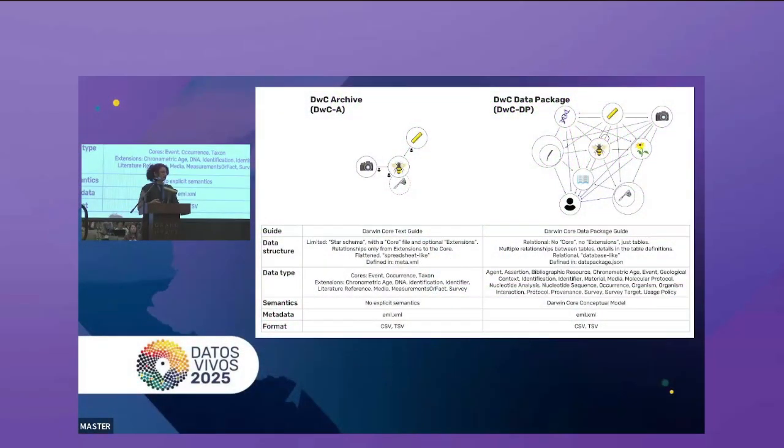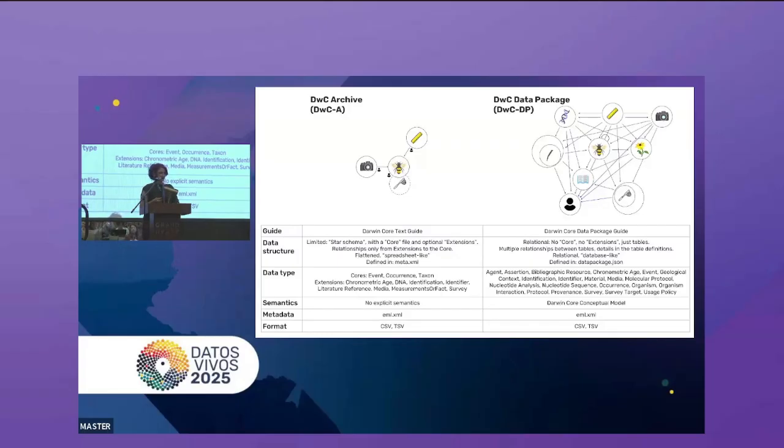So what do they have in common? Both of these data models have an associated guide. They include dataset metadata as an EML.xml file, and the data are shared as either a CSV or TSV. But where biodiversity data shared in the Darwin Core Archive format are confined by cores and extensions and limited by the star schema, the Darwin Core Data Package does not have those limitations.